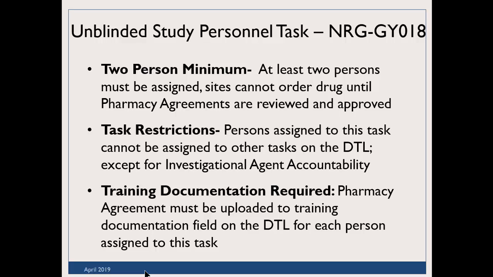So why did we make these changes? The big push for this was this upcoming study, NRG GY018, which has the unblinded study personnel task. You must assign a minimum of 2 people at your site to that task, and they must submit the pharmacy agreements through the DTL. Those agreements will be reviewed by staff at the Pharmaceutical Management Branch of CTEP and approved or rejected. Hopefully approved, so you can move forward with your study.